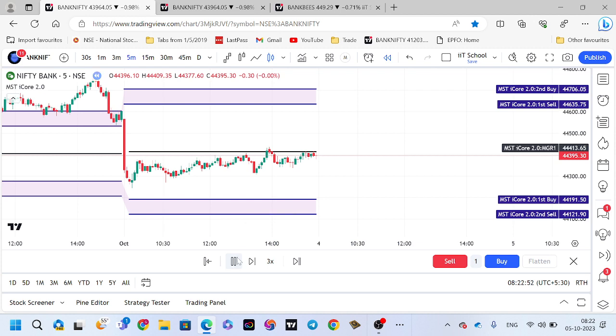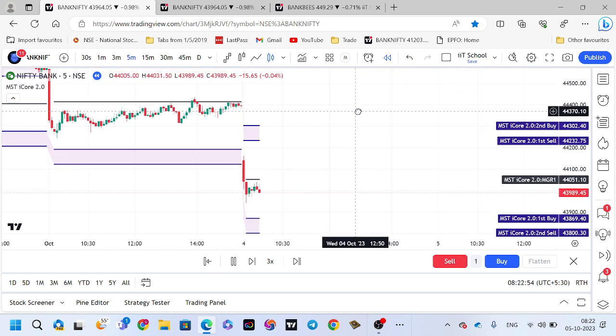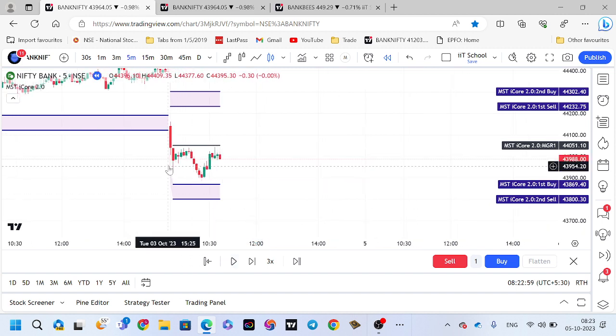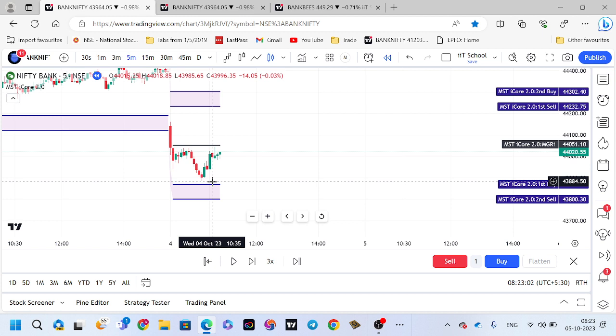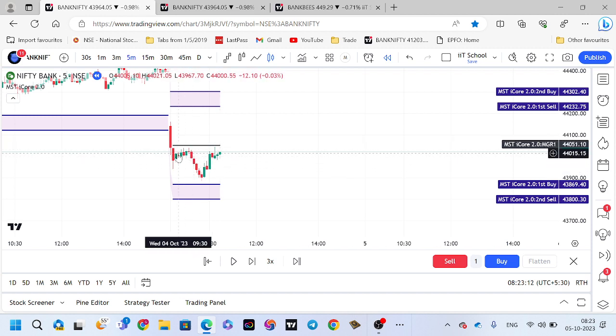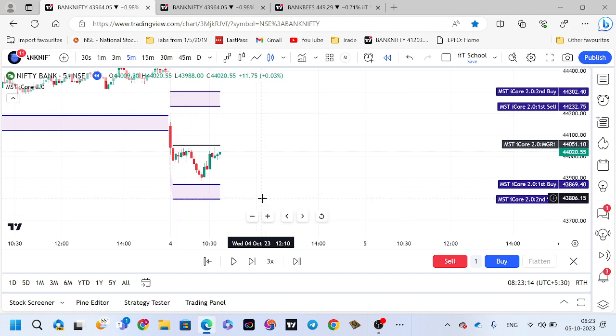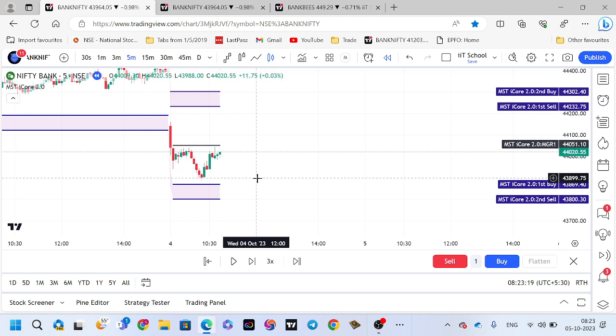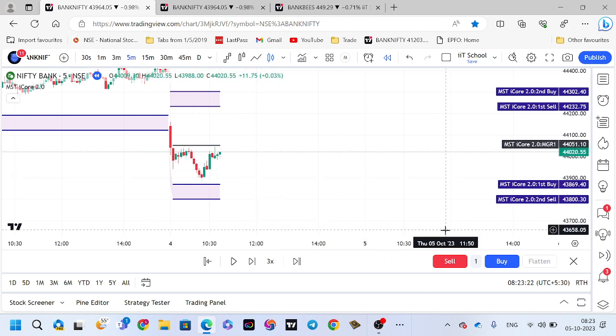So now today, what happened? Market has just opened gap down, and immediately after opening it has come near our buy zone, but buy zone not activated. Here we have got a very good bullish R3C, that also you can consider. But if you are following our MST iCore 2.0 static method, as of now no buy or sell activated. We are waiting still with buy call option 43,800 call option and put option 44,300 put option.